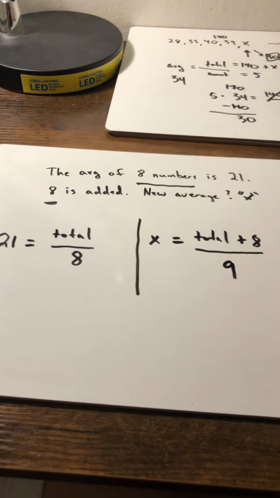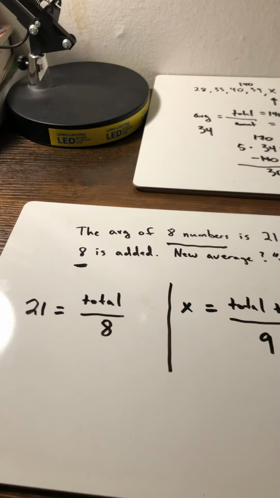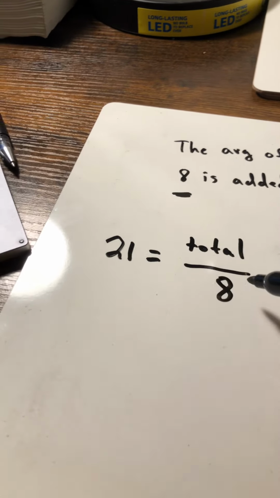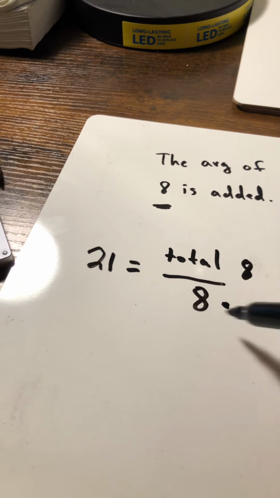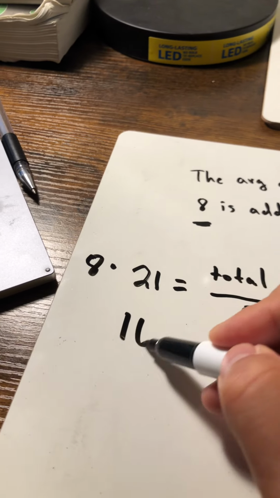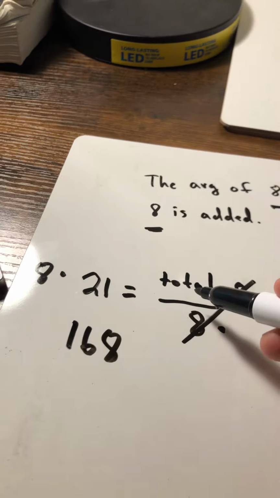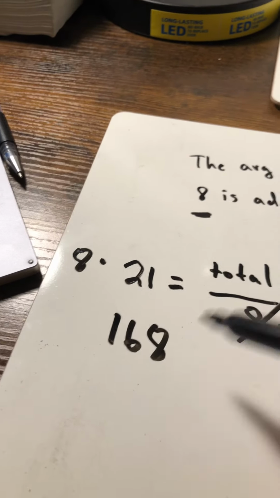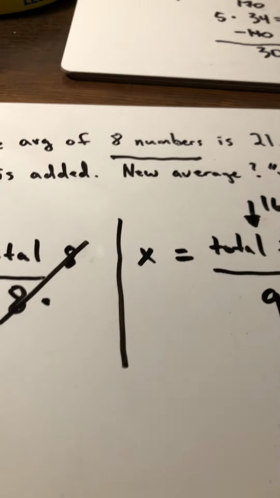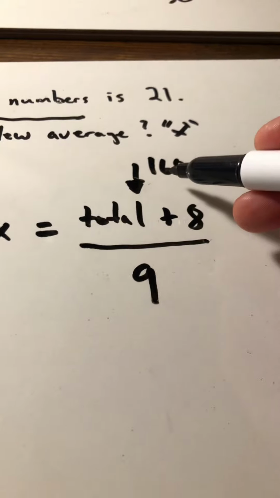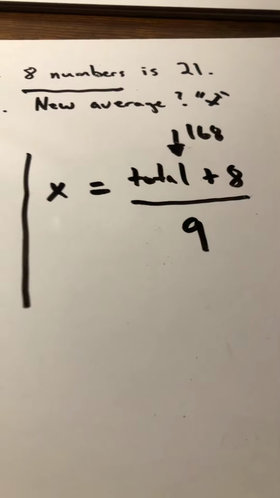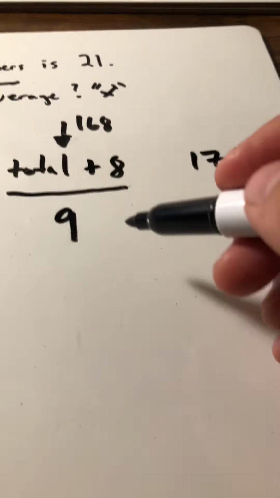We now have 2 equations. And anytime you have 2 equations, you can kind of plug one into the other. I'm going to solve for the total by multiplying by 8. That'll cancel. Over here, we multiply by 8. We get 168. That means the original total is 168. We can just plug that in right there. 168 plus 8 is going to be 176. Dividing it by 9.